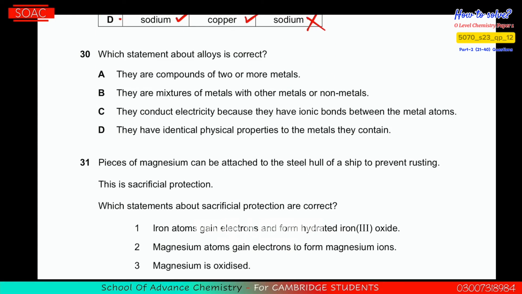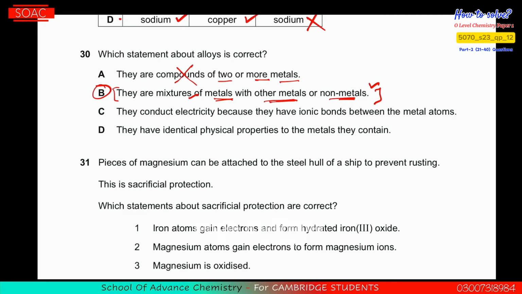Question number 30, which statement about alloys is correct? Option A, they are compound of 2 or more metals. No, they are not compounds. It's a physical mixture. They are mixture of metal with other metals or a non-metal. Yes, it is true. That is the basic definition of alloy. It's a mixture of metals with any other metal or metals or non-metal. Yes, it is true. So B is the correct option.